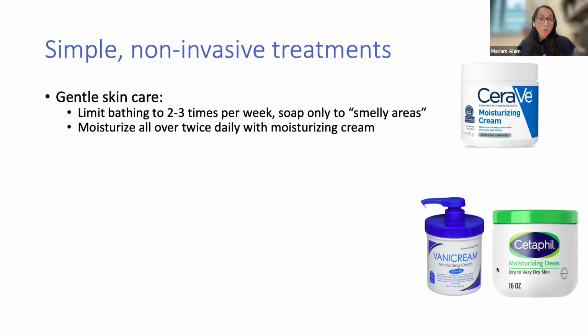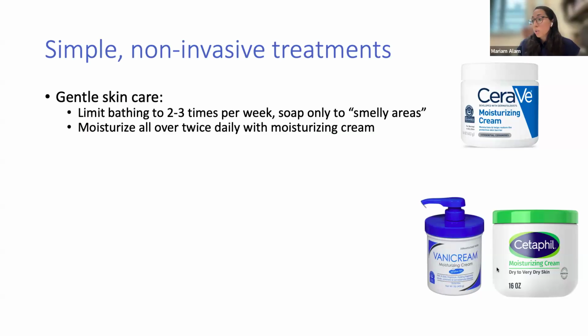So what can we do? A lot of patients will respond to just simple non-invasive treatments. So gentle skincare can really make a big difference. Things that we talk about are limiting bathing to 2 or 3 times a week and using soap on only kind of smelly areas. So armpits, groin, feet. Because a lot of the other areas you can just rinse off with water and they'll be just fine. I do encourage patients to use a really mild soap like a Dove bar soap.